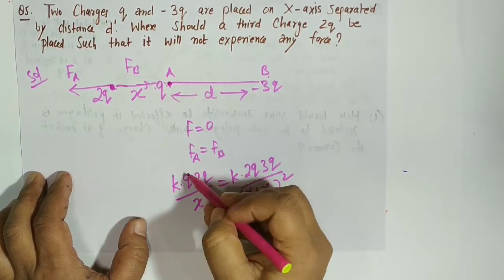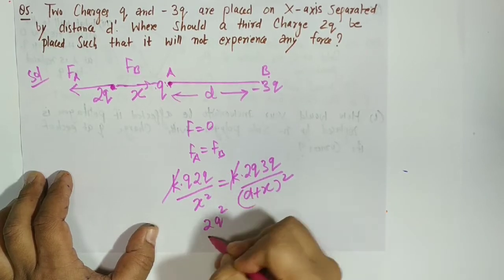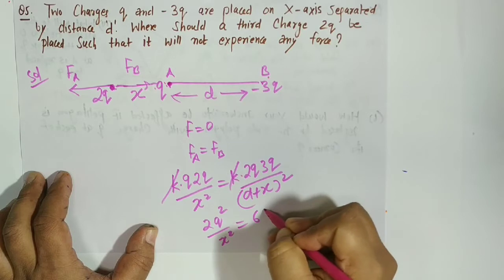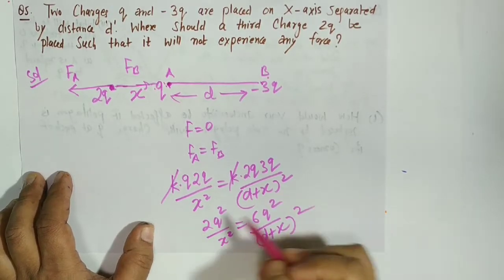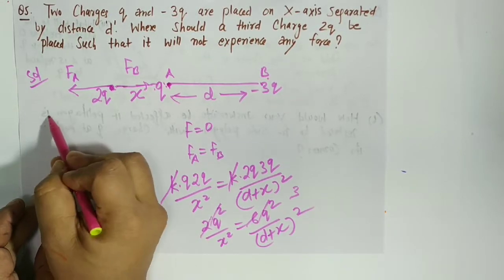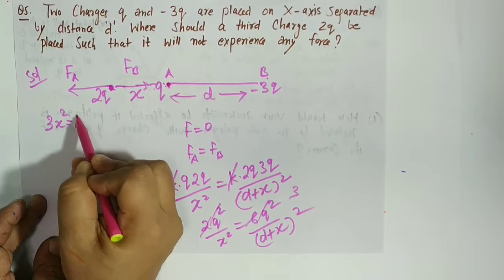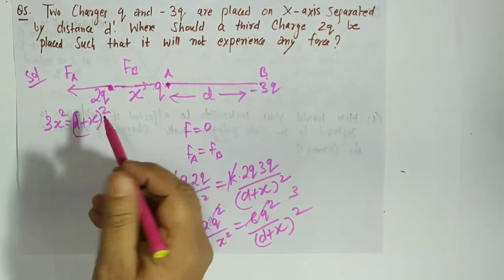Whole square. So K cancels out and it is 2Q square by x square and it is 6Q square by D plus x whole square. So Q square is gone, 2 and 3 remain. So it will be 3x square equal to D plus x whole square. Are you getting it?